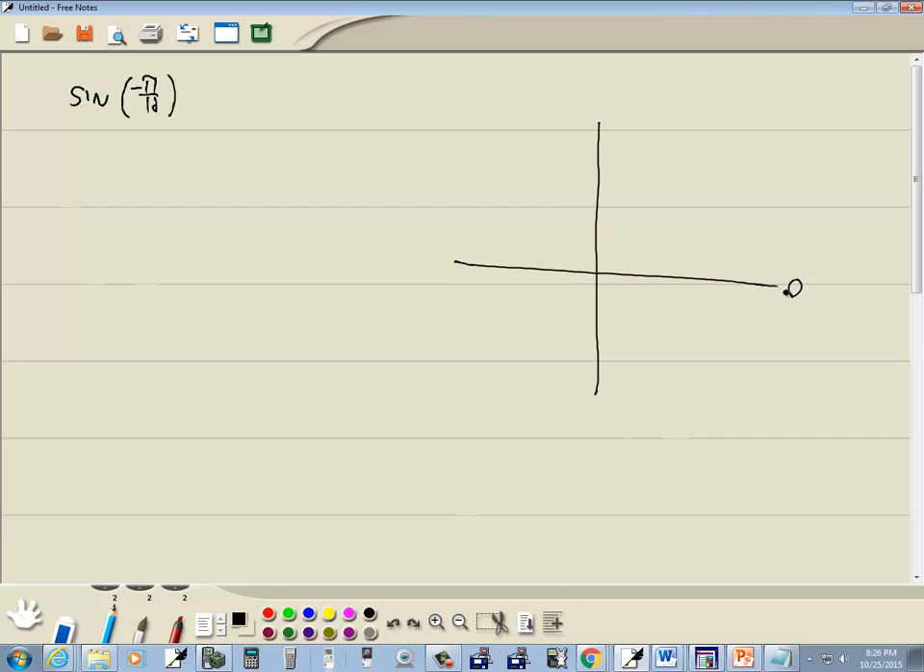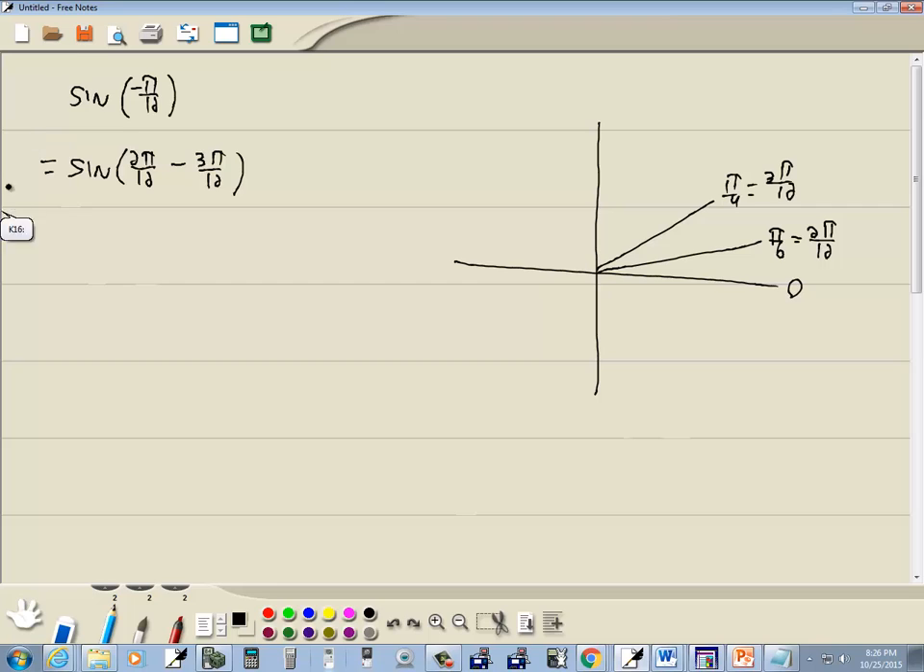Okay, so we got 0 here. This one's pi over 6, which is 2 pi over 12. This one's pi over 4, which is 3 pi over 12. So I don't have to go very far because I see that 2 pi over 12 minus 3 pi over 12 would give us negative pi over 12. So I can rewrite this as sine of 2 pi over 12 minus 3 pi over 12, and then that's the same as sine of pi over 6 minus pi over 4.